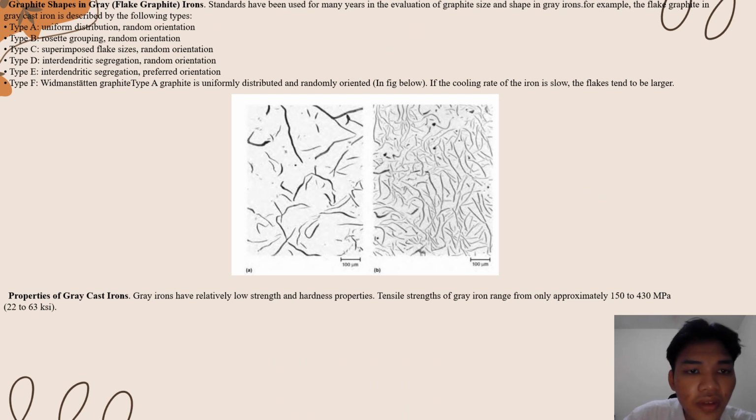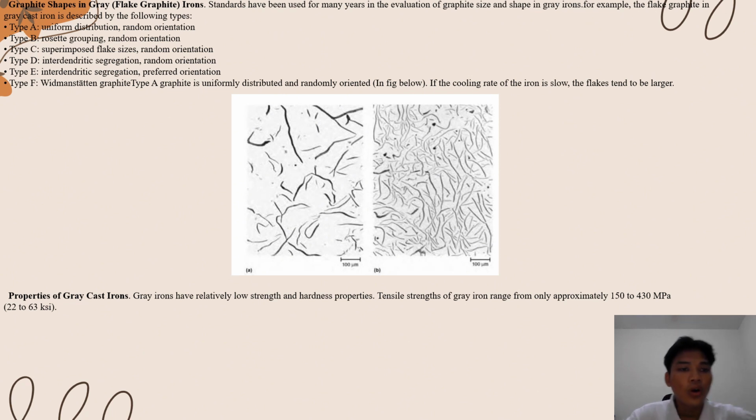Graphite shapes in gray iron, the flake graphite standard, have been used for many years in the evaluation of graphite size and shape in gray irons. For example, the flake graphite in gray cast iron is described by the following types. Type A: uniform distribution, random orientation.